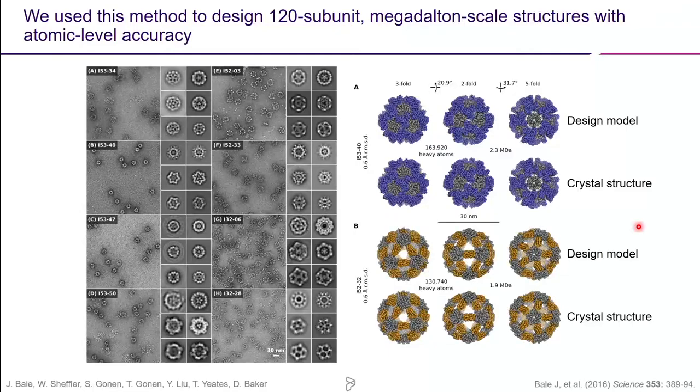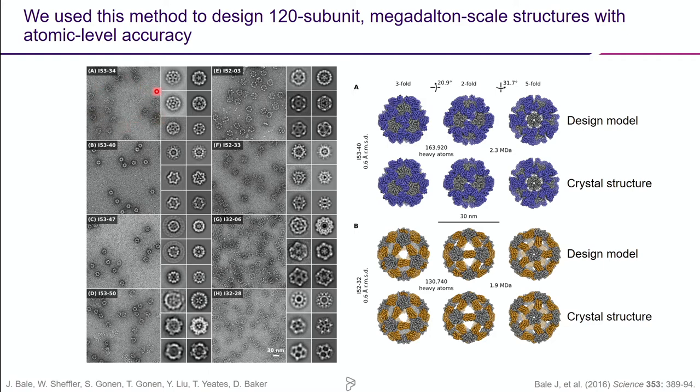Because this is encoded in software, we can run this over and over again, hundreds of thousands, millions of times, and come up with a vast array of potential new nanomaterials. Then we go into the lab and test those hypotheses to see how accurate our predictions were. This slide has a few examples of new nanoparticles that we designed. These are 120 subunit complexes. They are a couple megadaltons in molecular weight. They're about the size of an adeno-associated virus.